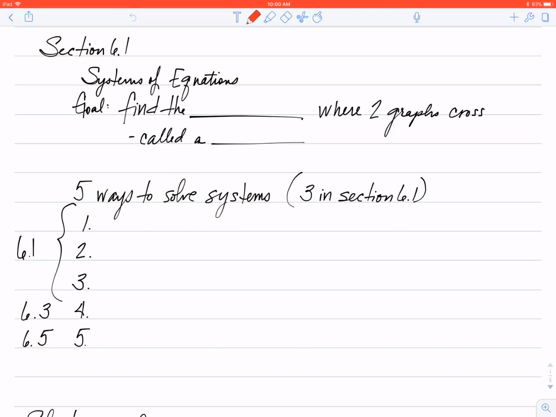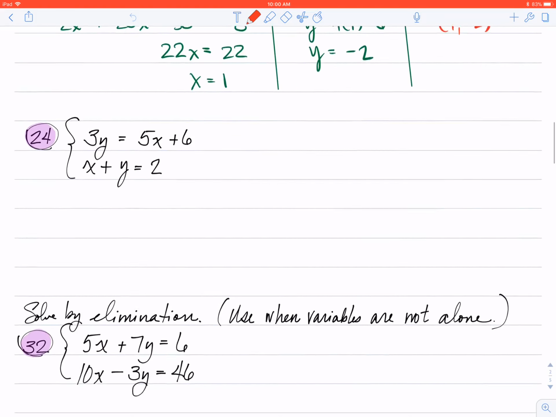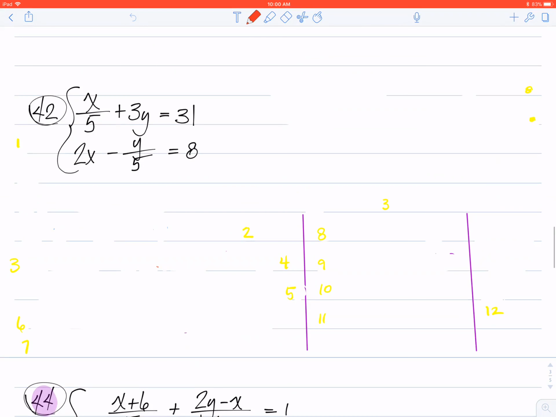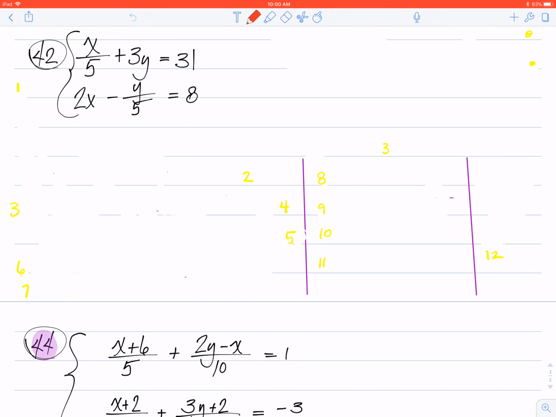Hey folks, here's an example video from section 6.1. So if you go all the way down to the question that has fractions in it, it's going to be number 42 that we're going to work on.